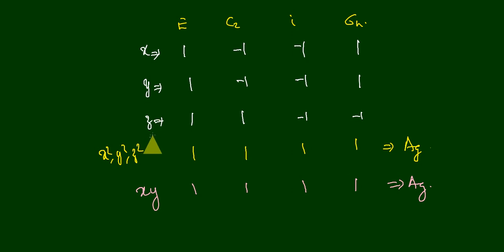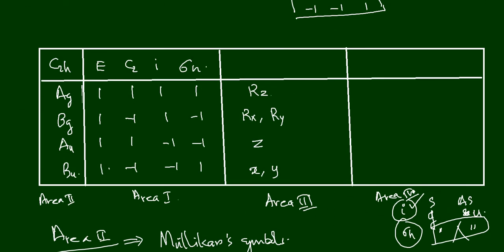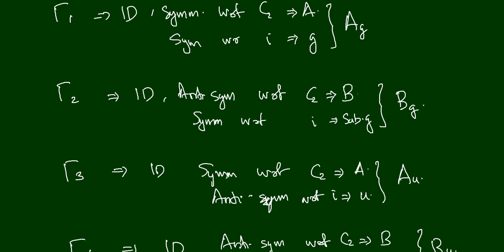What about yz or xz? xz corresponds to 1 into 1, that is 1. Minus 1 into 1, minus 1. Minus 1 into minus 1, that is equal to 1. And 1 into minus 1, that is minus 1. So 1 minus 1, 1 minus 1 belongs to BG. We can see here 1 minus 1 belongs to BG.